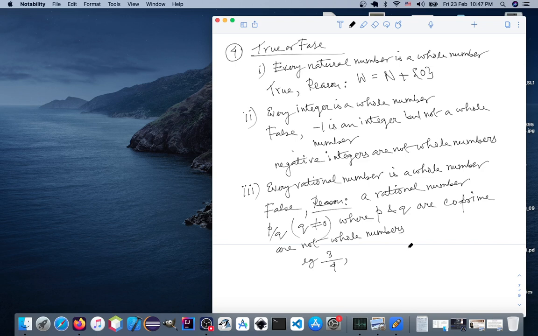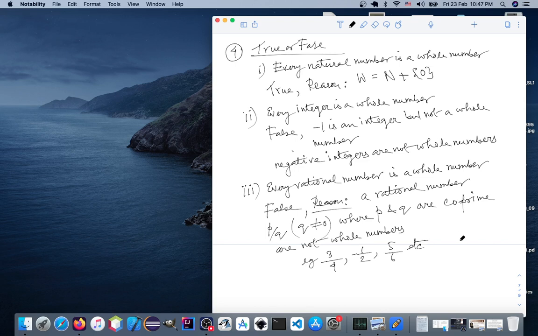So when I am saying that a rational number p by q, where p and q are co-prime, I am saying the rational number p by q is in the simplest or reduced form. So in that case, p by q is not a whole number. Example 3 by 4 is a rational number, but it is not a whole number. Even minus half, 5 by 6, and so on.